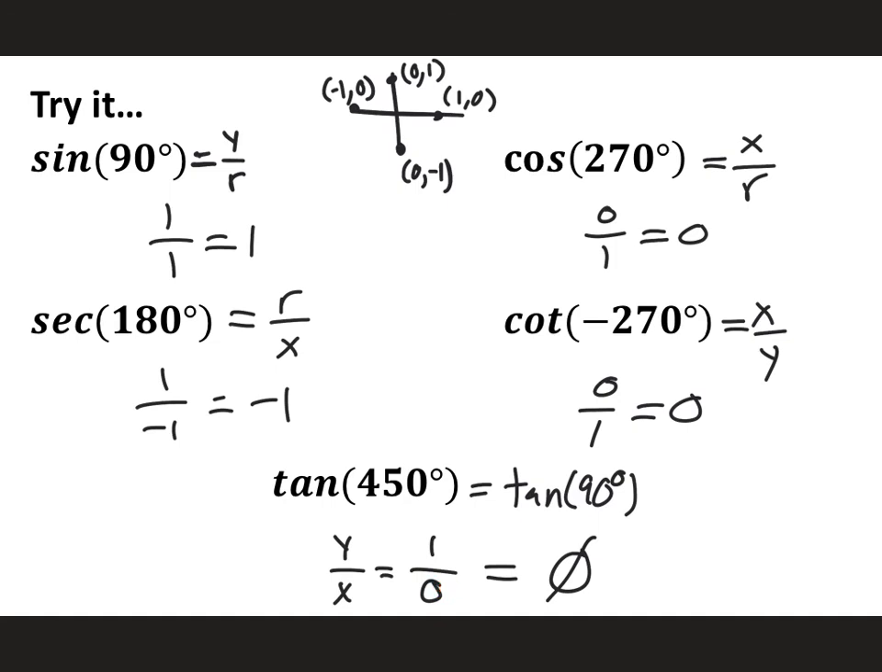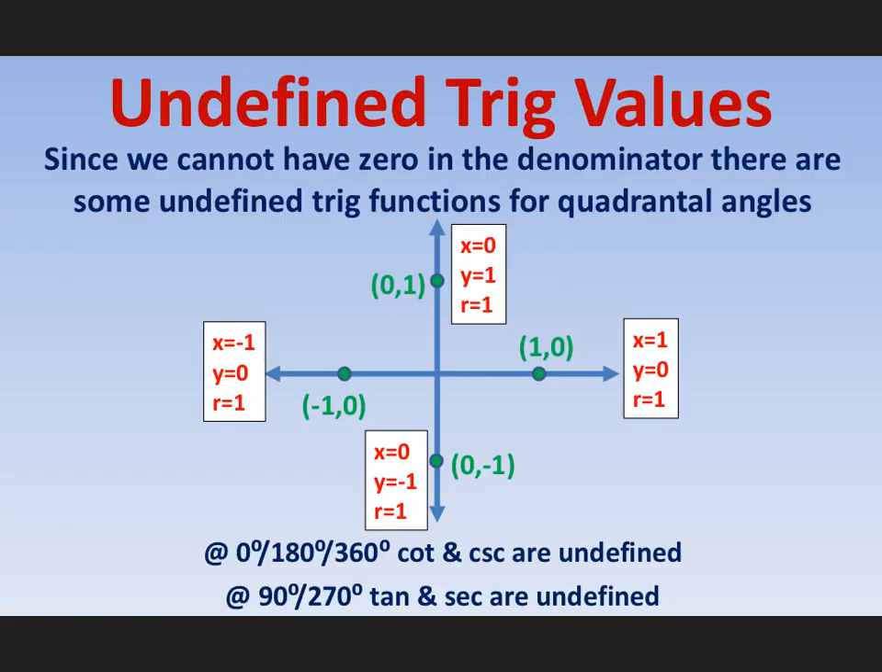So all of your quadrantals end up having one of a couple answers. They're either going to be 1, they're going to be -1, they're going to be 0, or they're going to be undefined. All right, so let's talk about those undefined ones because it happens at a couple places. Since we cannot have 0 on the denominator, there are a couple trig functions that are undefined only at the quadrantals, so only at 0, 90, 180, 270, and 360, and they're listed right here. Cotangent and cosecant are undefined at 0, 180, and 360. Tangent and secant are undefined at 90 and 270.